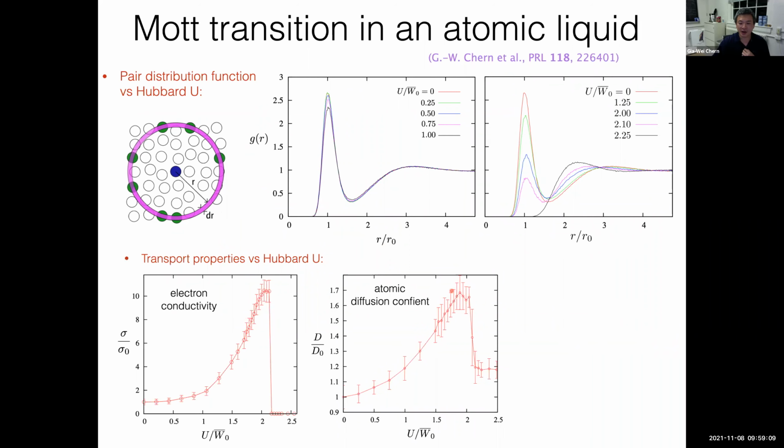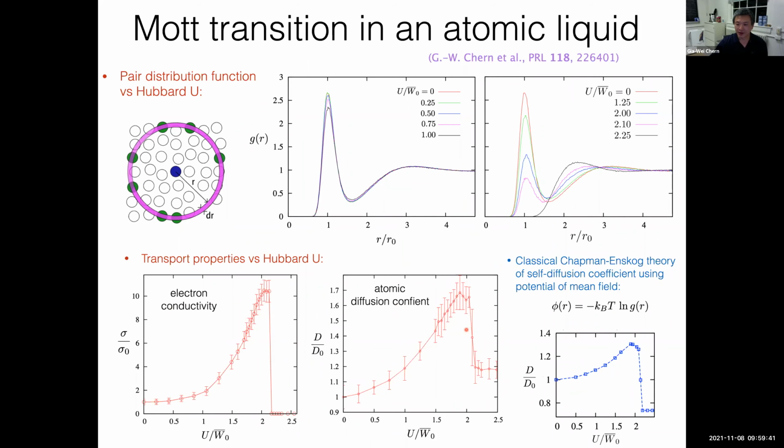And then for the first time, we can also compute both the electron conductivity and the atomic diffusion constant and how they depend on the electron correlation. For electron conductivity, you see there's a non-monotonic behavior. The conductivity actually increases when you approach the Mott transition and then drops to 0 in the Mott insulating phase. But the atomic diffusion constant also has a similar non-monotonic behavior, which has a peak close to the critical point. And we confirm this with some classical chemical isotope theory calculation.